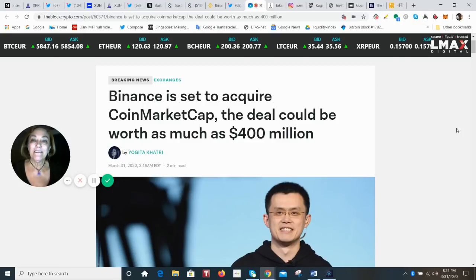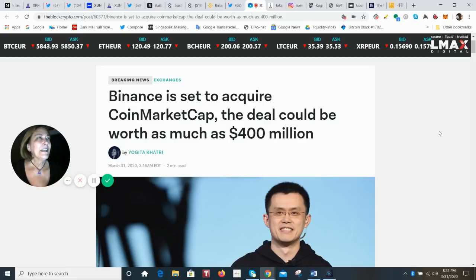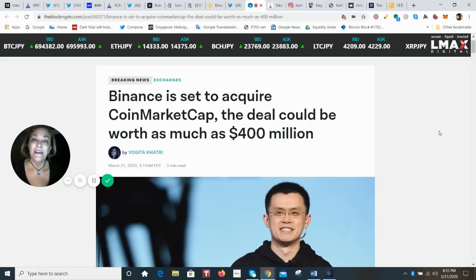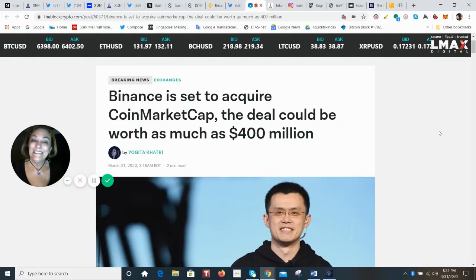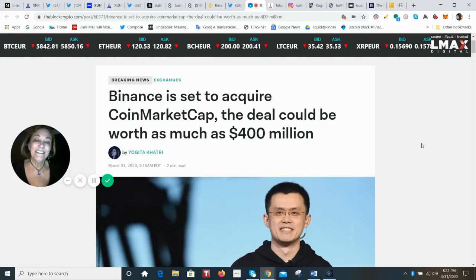It happened to be on The Block. She also writes for The Economist in India and also one more outfit. I just don't remember what it is right now. But Binance is set to acquire CoinMarketCap, and the deal could be worth as much as $400 million. That is big news and a big acquisition. And I am sure that everybody has some opinion on this, but it's very exciting to see people building.